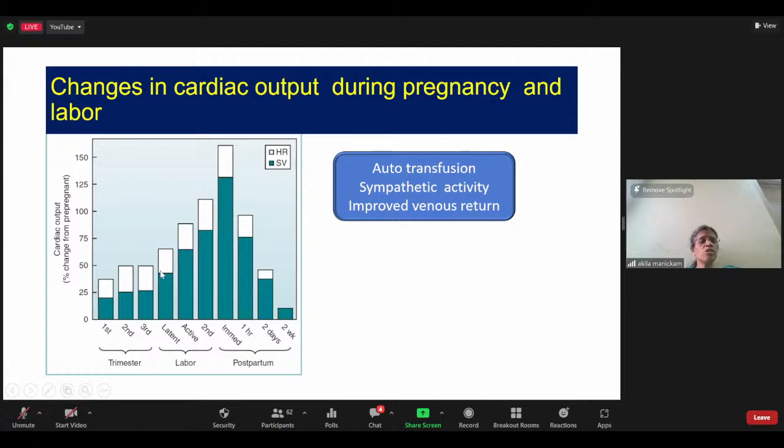Whereas at onset of labor, there is a further increase in your cardiac output, which is roughly 15% during the latent phase of labor, which increases to above 50% during the active phase of labor, and ultimately it increases to around 125 to 150% during the immediate postpartum period. So why is there such an increase in cardiac output? This is because every time there is a uterine contraction, blood is being expelled into the systemic circulation, which is often referred to as autotransfusion.